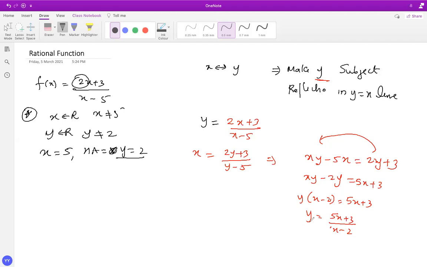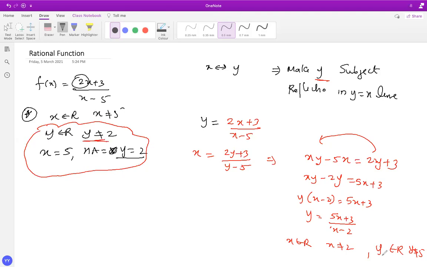So for this inverse function, if you look at the domain here, x belongs to real numbers, x should not be 2, y belongs to real numbers, and y should not equal 5, which is exactly the flipped version of this. So here it was y not equal to 2, here it is x not equal to 2, and here the domain was x not equal to 5. Here the range is y not equal to 5. Now, this is how you find the inverse function.